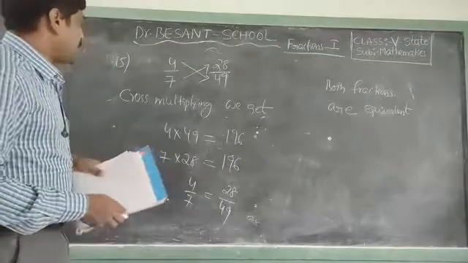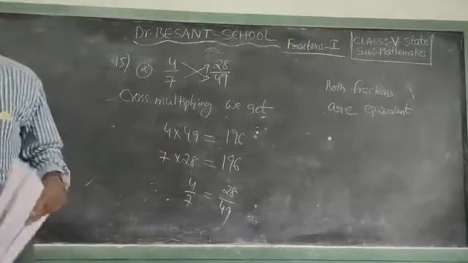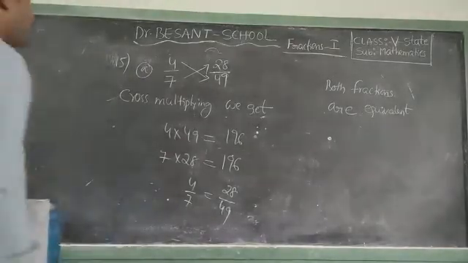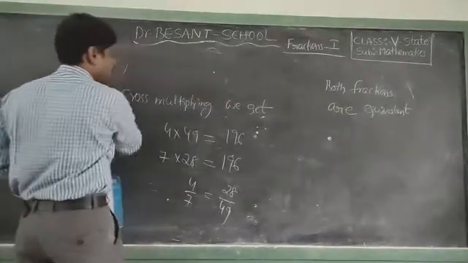Okay. So this is the 15th one. A, B, C, D are there. I did A. Remaining B, C, D you can practice. If space is there you can write, otherwise no need, but you should practice. Next, 16th one.